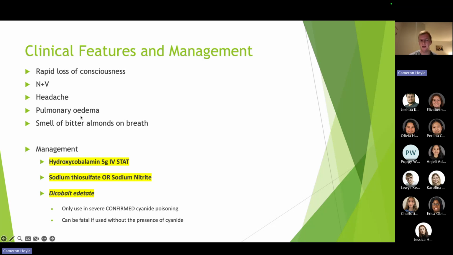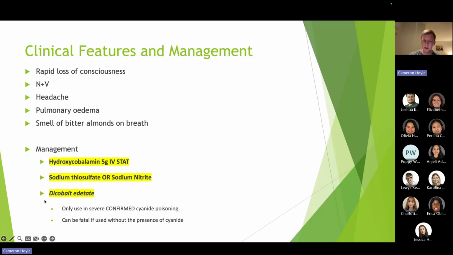Cyanide poisoning is reasonably common in house fires. You get it from melted plastics and things. So if you've got someone coming in with massive burns, be aware they may very well have cyanide poisoning as well. The treatment is with hydroxycobalamin. You give 5 grams stat, and then you follow that up with sodium thiosulfate. These two are generally the mainstay of treatment.